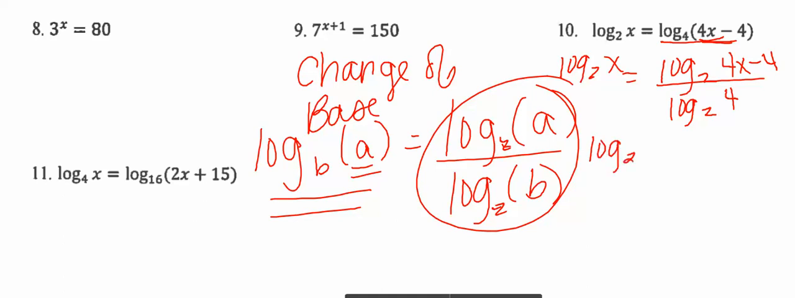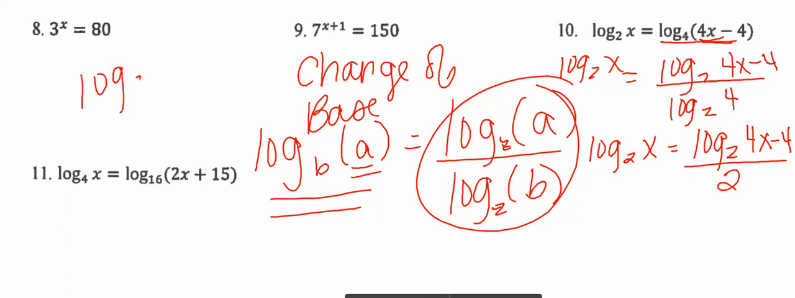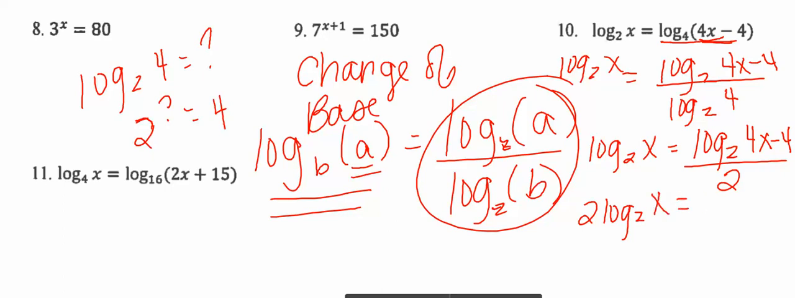So now I'm going to have log base 2 of x and log base 2 of 4x minus 4. Log base 2 of 4 is actually 2 because, if I write it over here, log base 2 of 4 equals question mark. If I change this into exponential notation, question mark has to be 2. So now I'm going to just solve like I normally would. I'm going to multiply both sides by 2. So I have log base 2 of x equals log base 2 of 4x minus 4.